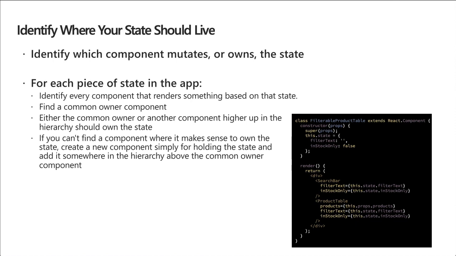First, let's add an instance property. This.state equals filterText is nothing, inStockOnly is set to false. We're going to add that to the filterable table's constructor to reflect the initial state of our application. And then I'm going to pass the filterText and inStockOnly to the product table and search bar as a property. Finally, I'm going to use these properties to filter the rows in the product table and set the values of the form fields in the search bar.